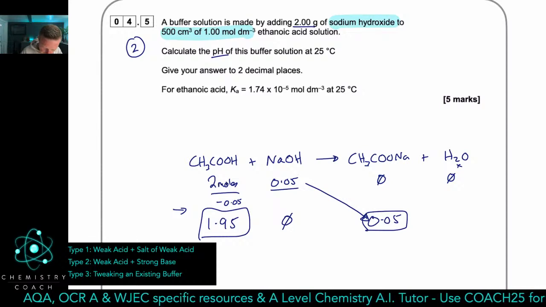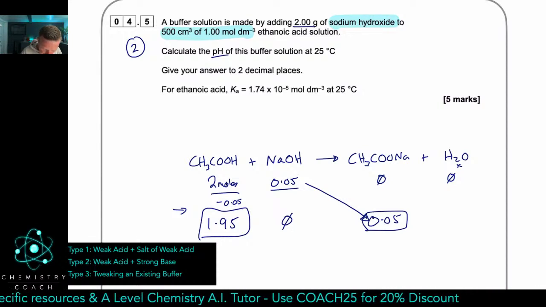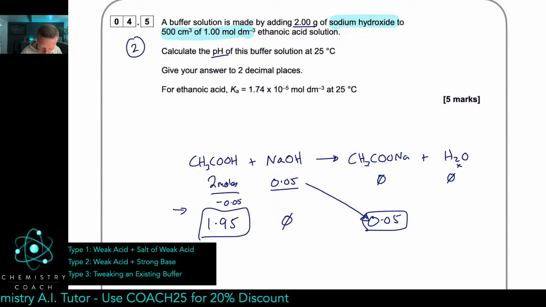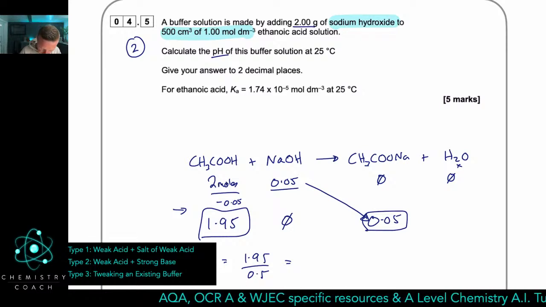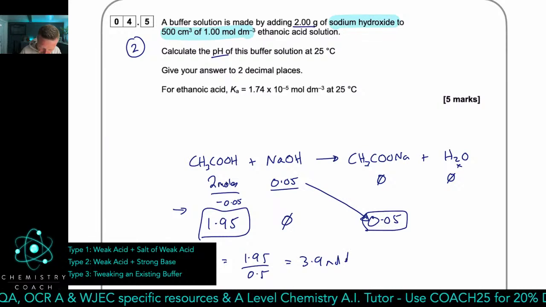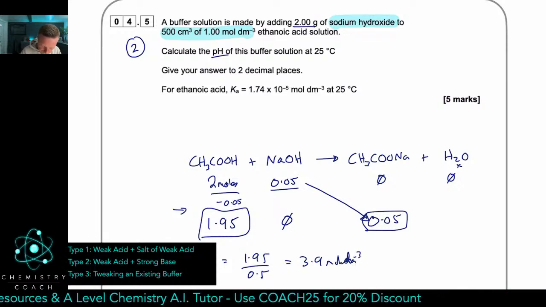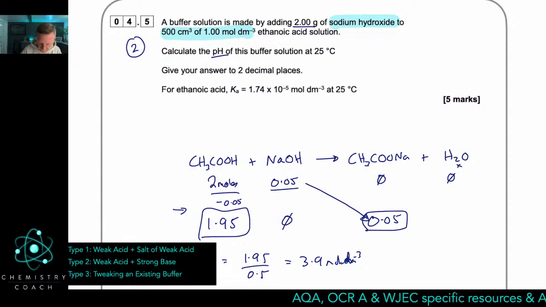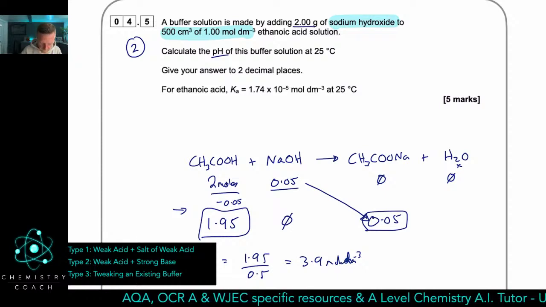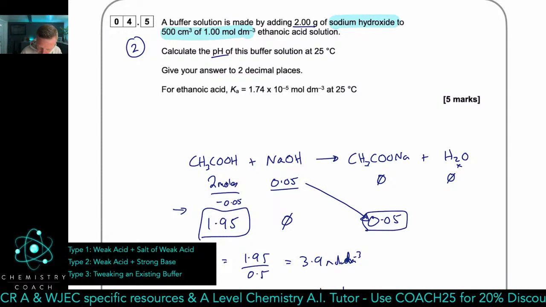New concentration of acid equals number of moles divided by volume, so 1.95 divided by 0.5, and that equals 3.9 mole per decimeter cubed. Oops, excuse my rubbish writing there. And the concentration of salt, again, is number of moles divided by volume, so 0.05 divided by 0.5, and that is 0.1 mole per decimeter cubed.